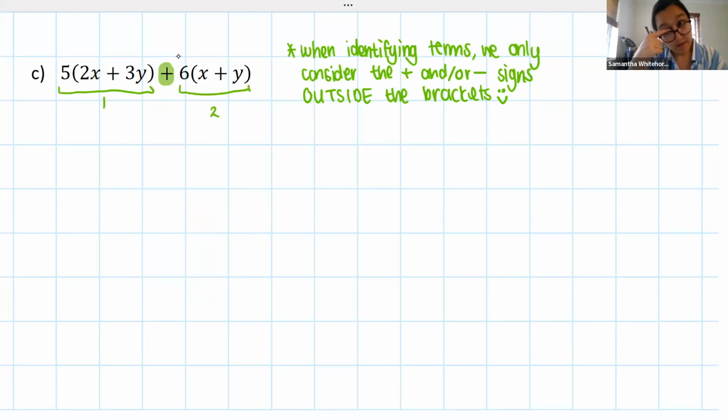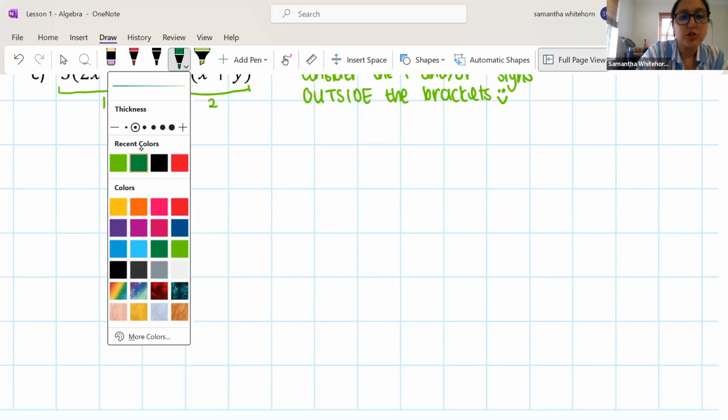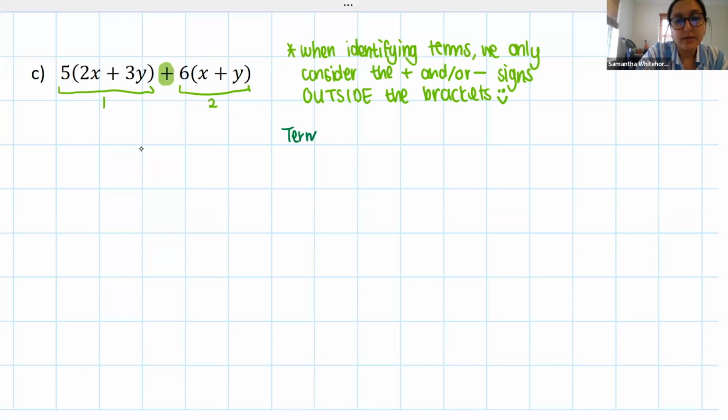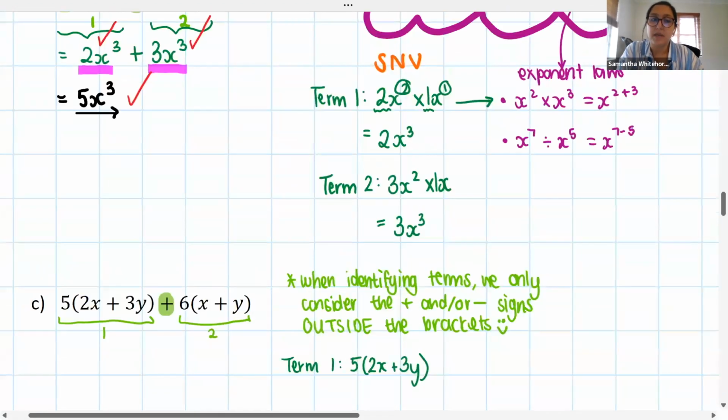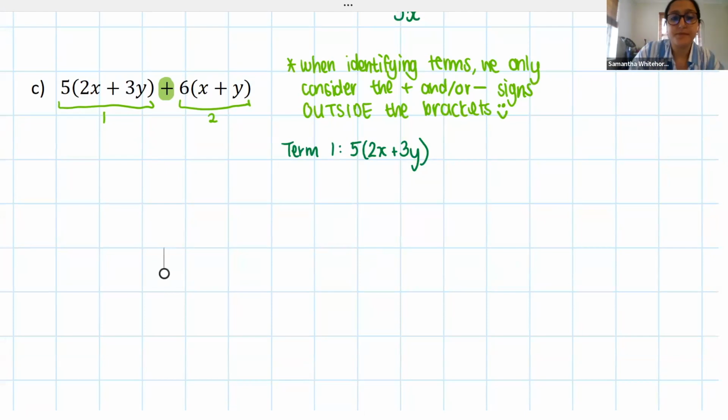Good, Seth. Right, once I know what my terms are, I want to simplify each term. So that means I need to go and distribute. So when I get to term one here, this is the 5 times 2x plus 3y. And grade 8s, I know that I'm doing my simplification on the side. I did the same thing here in question B. If you want to do that, that's fine, but you obviously don't have to. If you can distribute that and write that as your next step, that's absolutely fine.